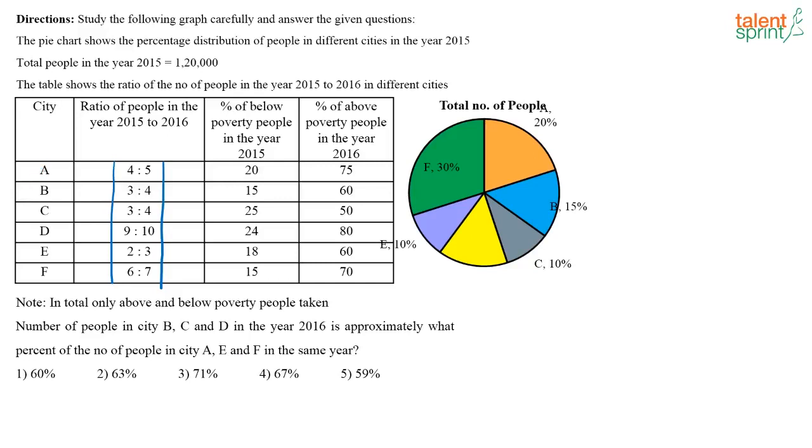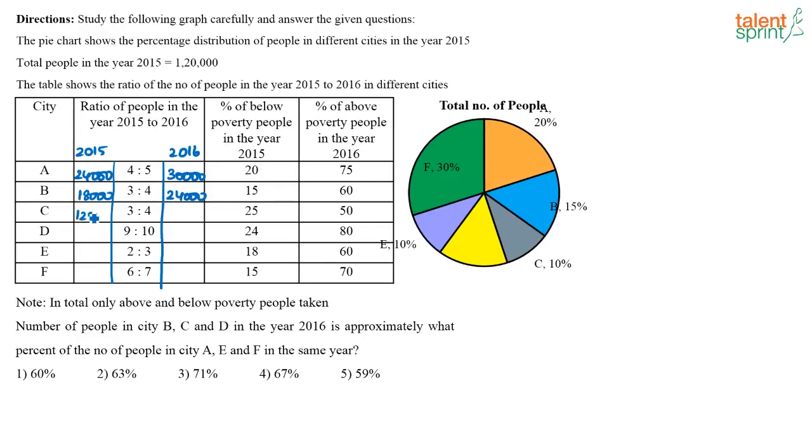If you look at city A, 20% of the people belong to city A in 2015, right? So how many people were there in city A? 24,000 people were there, and in 2016, 4:5 means this has to be 30,000. Similarly, if you look at city B, 15% of the population belong to city B. So 15% of 1,20,000 is 18,000. Now if this is 18,000, this is in the ratio 3:4. So how many people should be there here? 3:4, so this has to be 24,000, right?